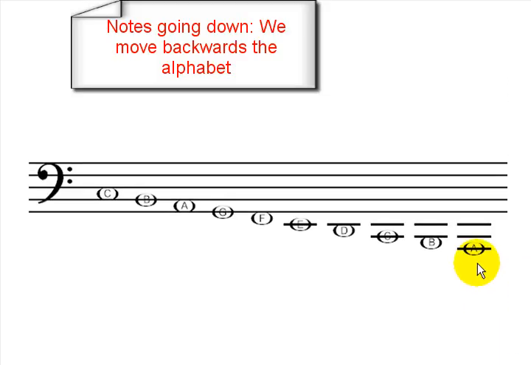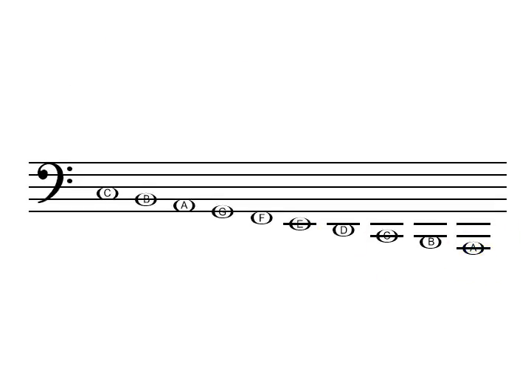and they simply apply to the same systematic approach of ledger lines. But this is as far as our example goes. But if you go below here, you just add more ledger lines, and we always go backwards the alphabet because we're going down. If a note row is going up, we go forward in the alphabet.